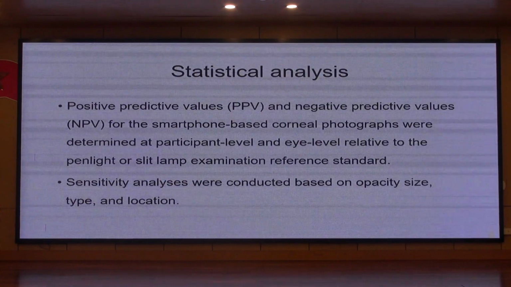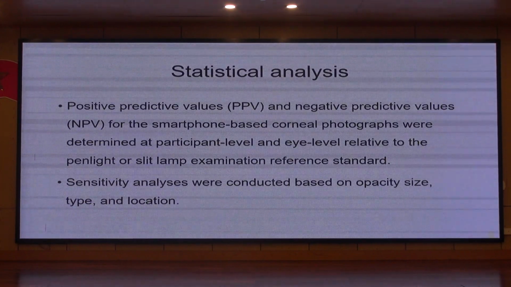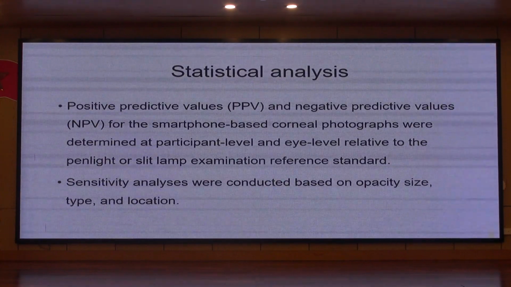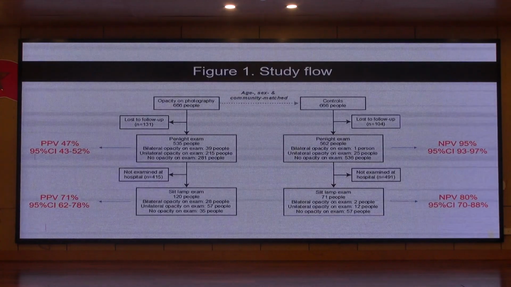So in this analysis, positive and negative predicted values for the smartphone-based corneal photographs were determined at participant level and eye level relative to the penlight or slit lamp exam reference standard. Sensitivity analyses were conducted based on opacity, size, type, and location. So now, I'm going to talk about the results of our study.